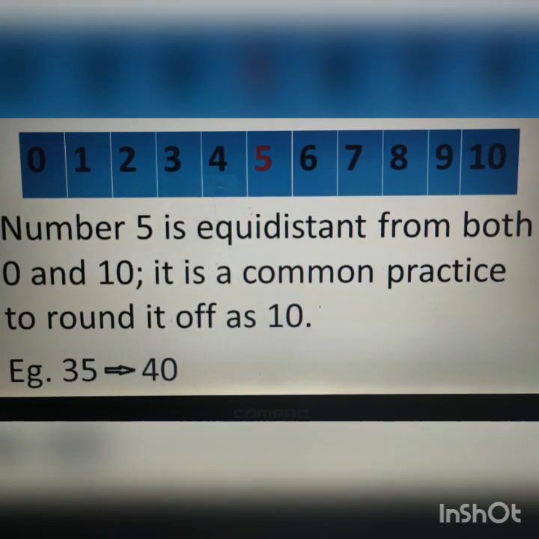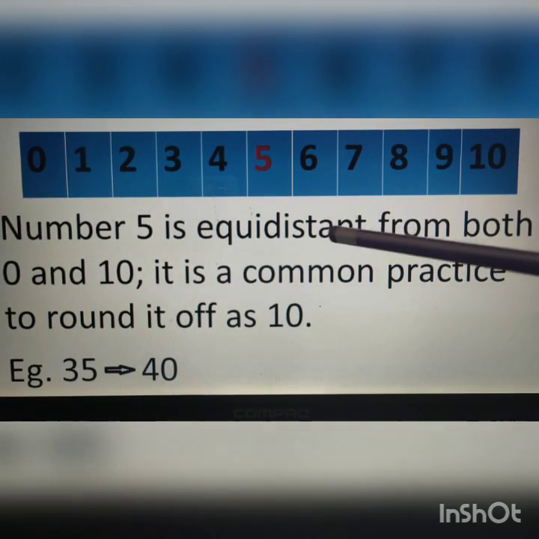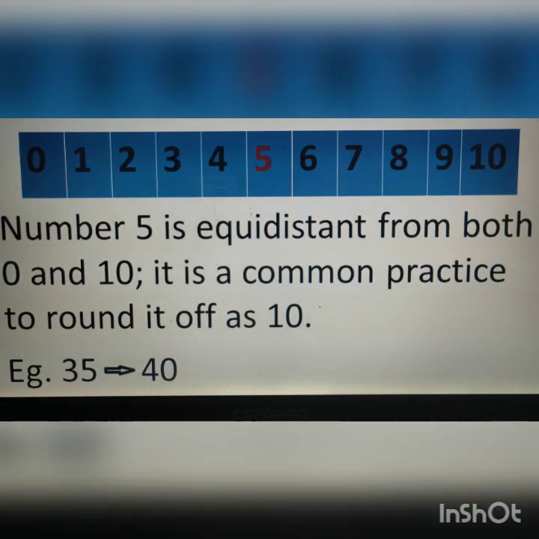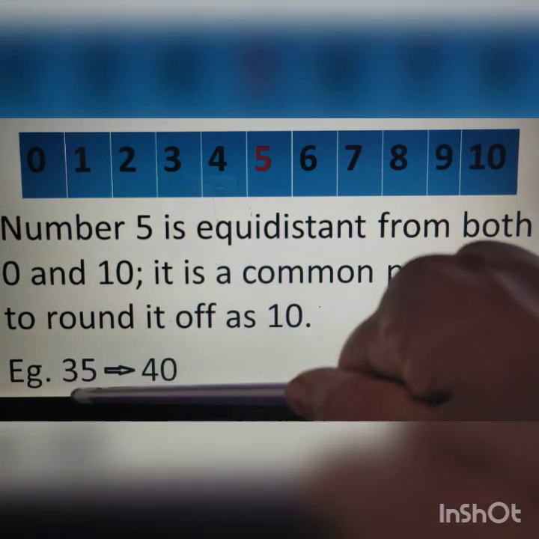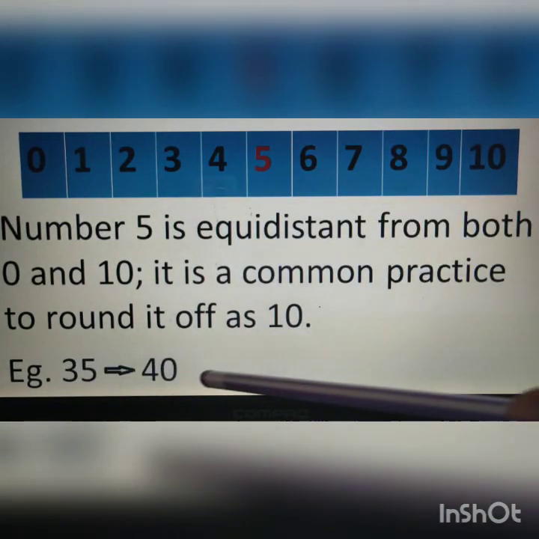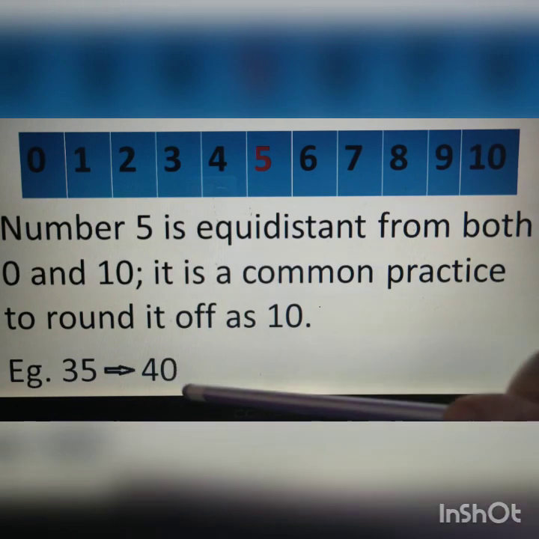We have discussed numbers less than 5 and more than 5. And now 5. 5 is equidistant from both 0 and 10. So it is a common practice to round it off as 10. Example 35. The nearest 10 for 35 is 40. So we will round it off to 40.